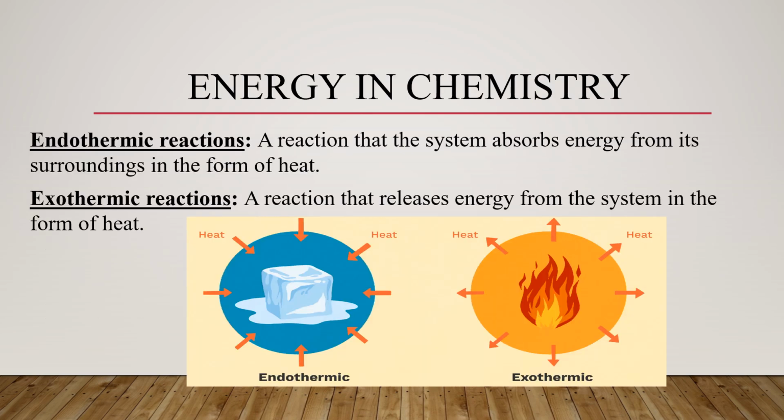Energy in chemistry. There are two types of reactions, endothermic reactions and exothermic reactions. What is an endothermic reaction? A reaction in which the system absorbs energy from its surroundings in the form of heat is called an endothermic reaction. What is an exothermic reaction? A reaction that releases energy from the system in the form of heat is called an exothermic reaction.